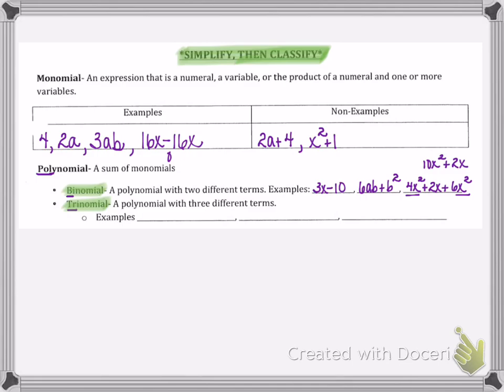For the trinomial examples, we're going to have things like x squared minus 4x minus 5. They are 3 different non-like terms. You could also have 2a squared plus 3ab minus 4b squared. That's a trinomial.